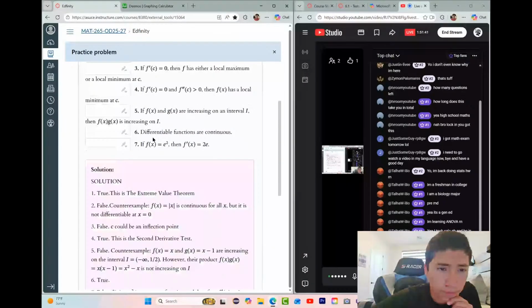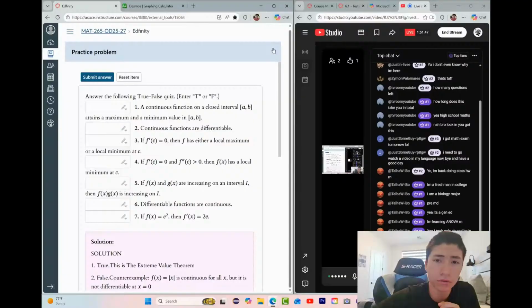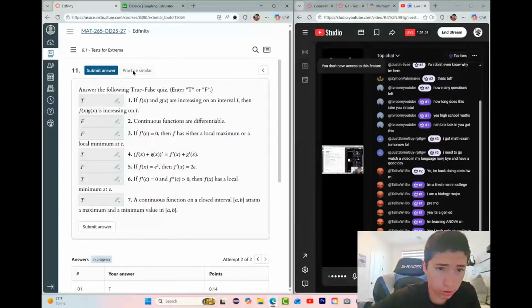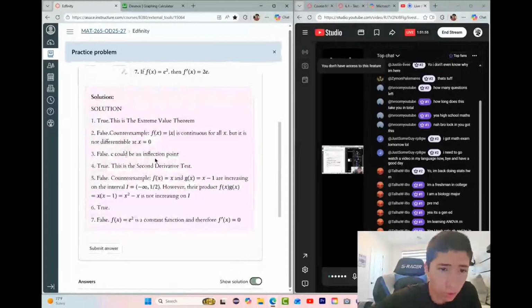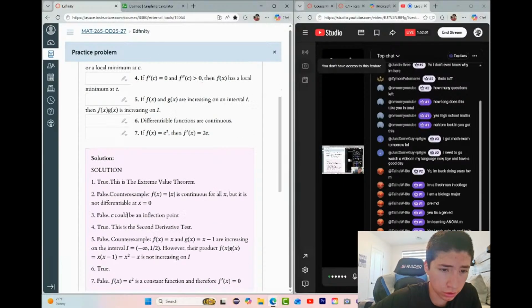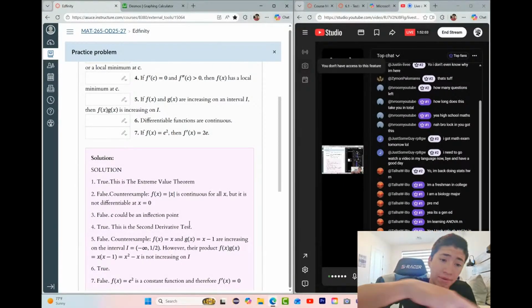So this is, so not all continuous functions are differentiable. Gotcha. Okay. What else do we have? If f'(c) equals 0, then f has a local maximum or minimum. No, right? False. It can be an inflection point. Oh, that's right. It can be increasing and then increasing.